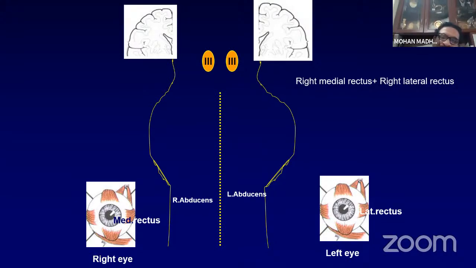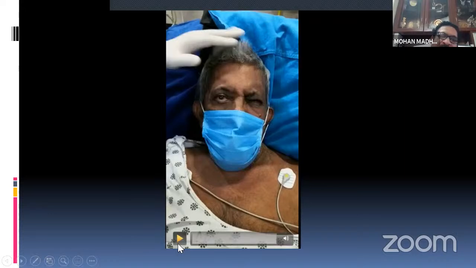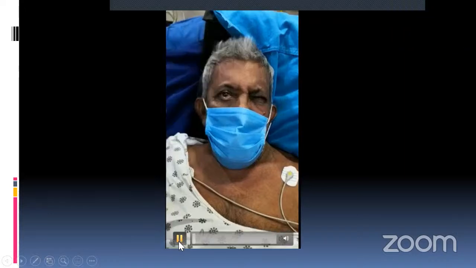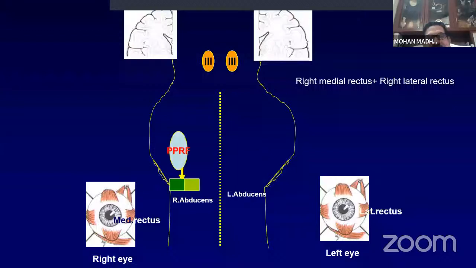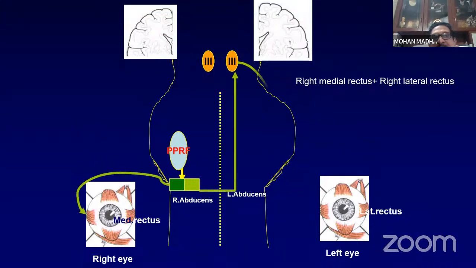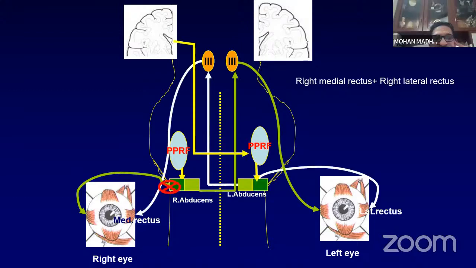So, did you see the right eye moving outward while moving to the left side? It can be easily seen, no? So, where is the lesion now? In the PPRF. Yeah, it is in the PPRF. This is the pathway from the abducens nucleus; it goes to the medial rectus and supplies it. This is the pathway, the fronto-mesencephalic pathway connected to the PPRF.